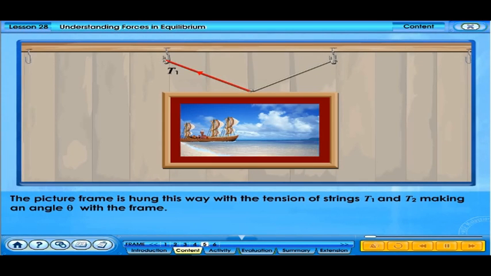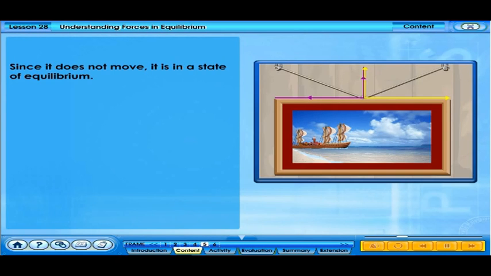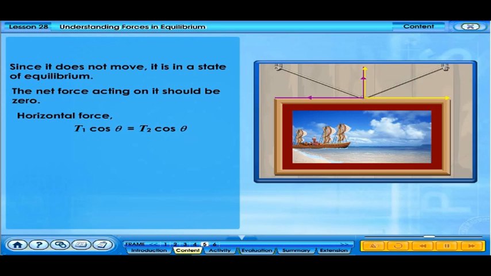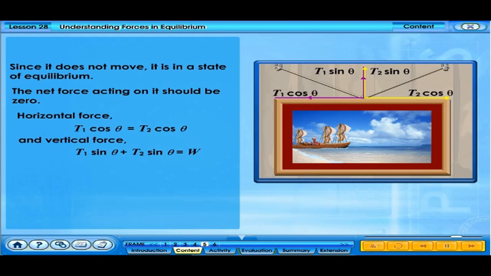The picture frame is hung this way with the tension of strings T1 and T2 making an angle theta with the frame. Since it does not move, it is in a state of equilibrium. The net force acting on it should be 0. Horizontal force, T1 cosine theta, equals T2 cosine theta, and vertical force, T1 sine theta plus T2 sine theta equals W.